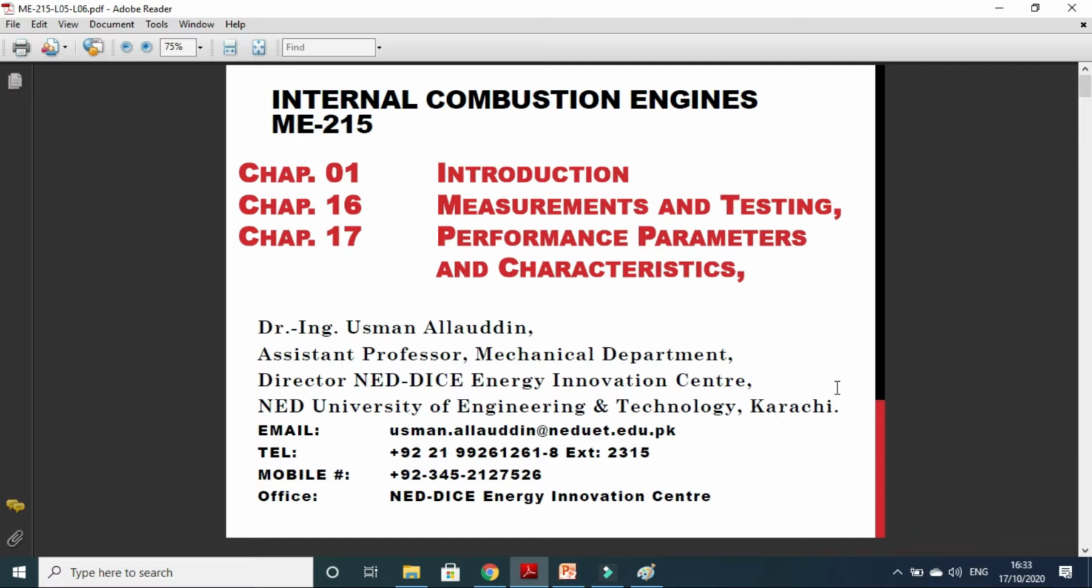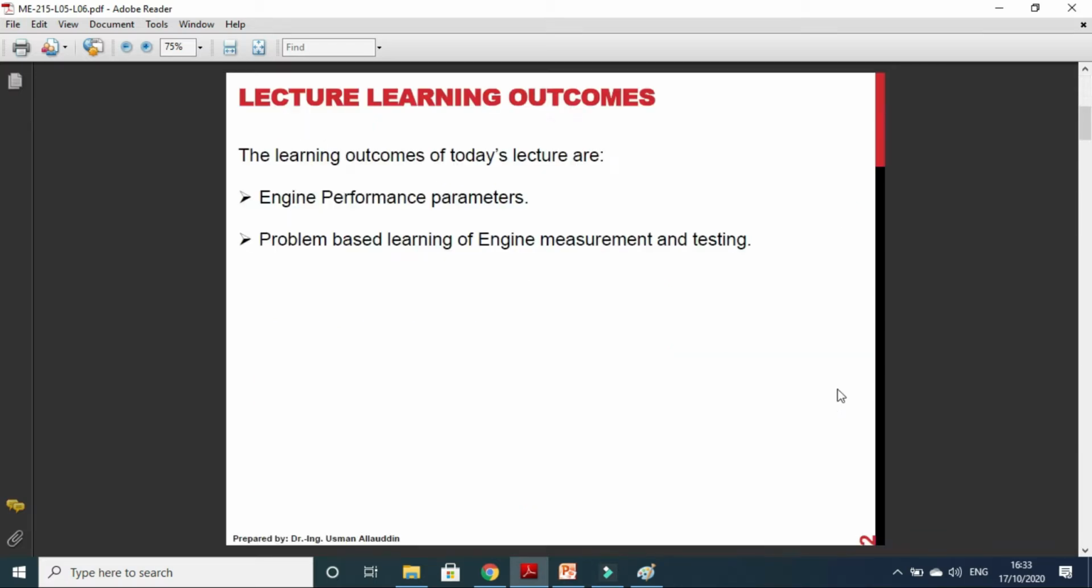Now we will apply these formulas to calculate the performance of some real engines with the help of numericals. Like we have problem based learning, we will have different problems of different engines. Some data will be given, and with the help of given data we need to determine a few output parameters of the engine.